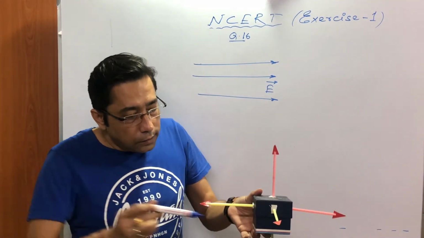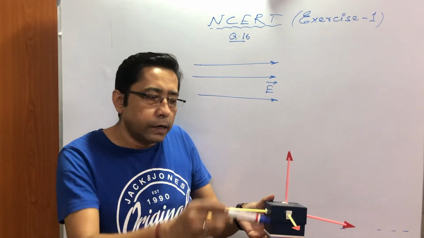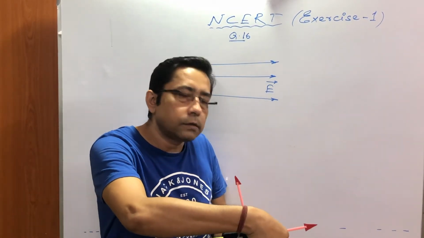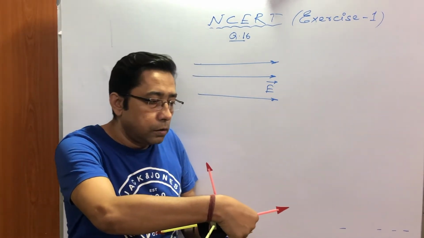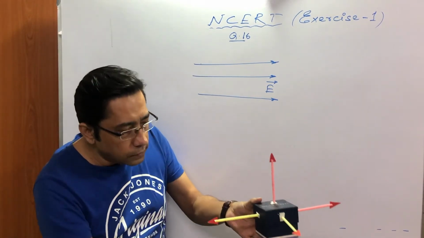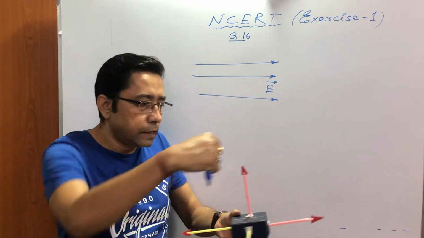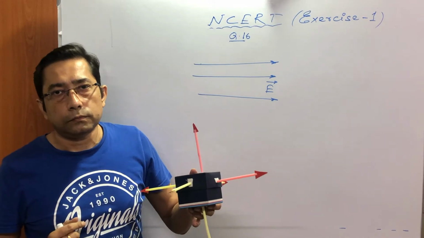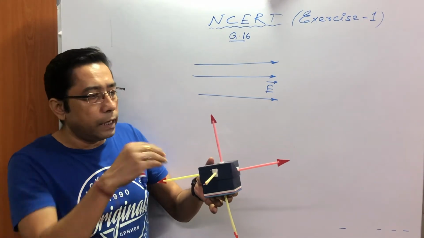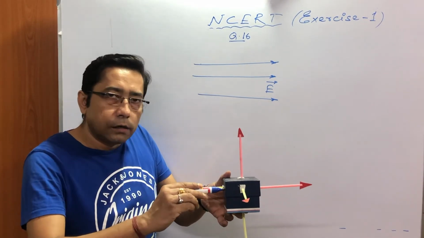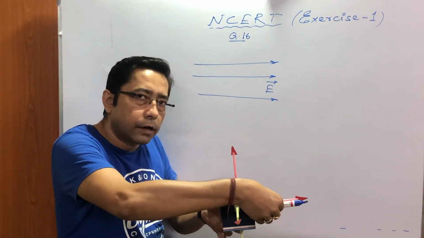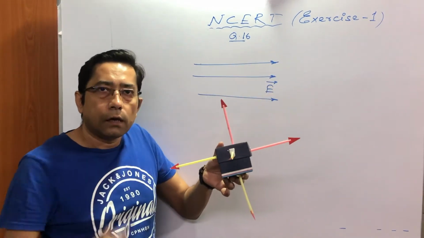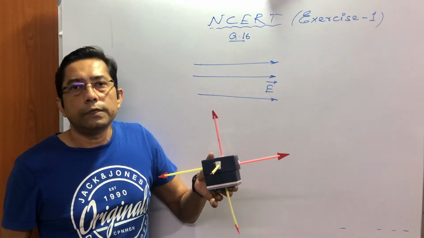Second idea. This negative flux would be E into S. This positive flux would again be E into S. Now, if it is a cube, the area S of this surface and the area S of the opposite surface will be equal. Now if the electric field here and the electric field here are also equal, then flux entering equals flux leaving. So in that case, net flux would be 0.